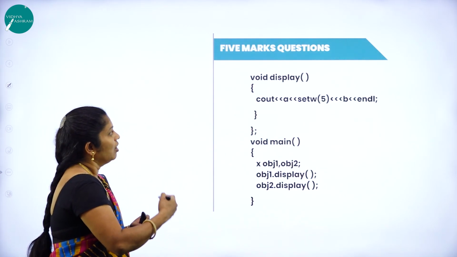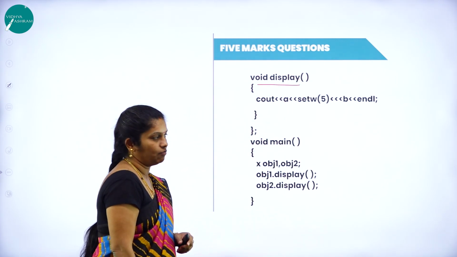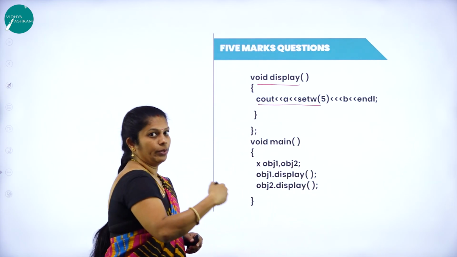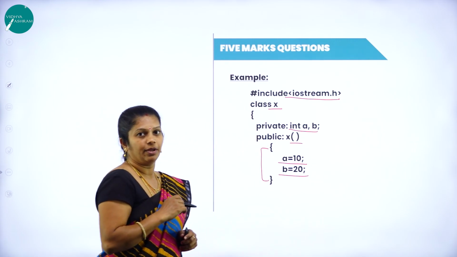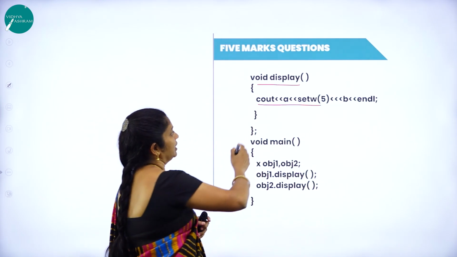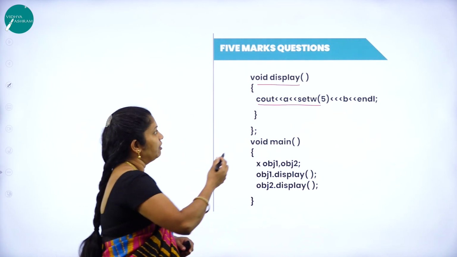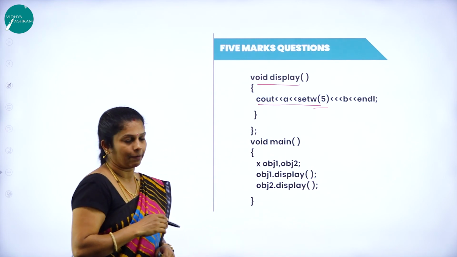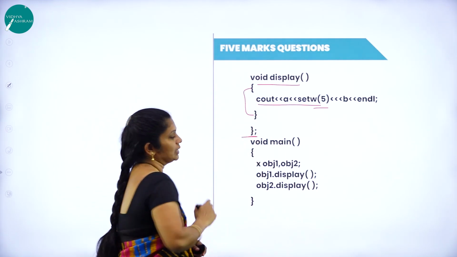Then after this, inside the class definition only, we are taking a void display function. In that, whatever values of a and b are there, I want to display. For example, here the a value is 10 and the b value is 20. To display that, setw 5 for b we have given. It means that in between it will give 5 spaces and then it will display 10 as well as 20. Then we are closing the display function. Later on here we are closing the class.